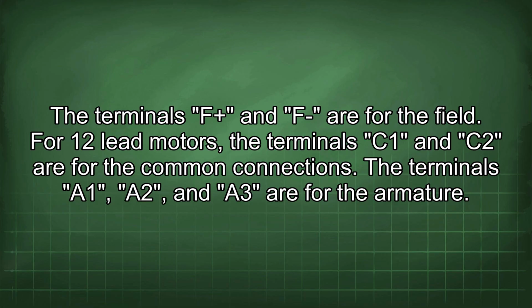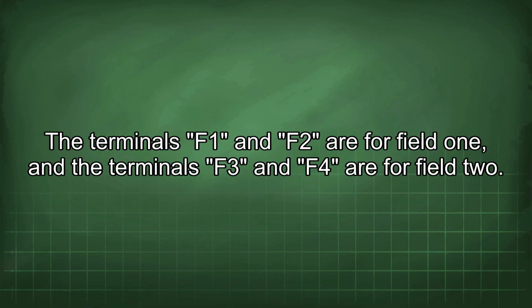For 12 lead motors, the terminals C1 and C2 are for the common connections. The terminals A1, A2, and A3 are for the armature. The terminals F1 and F2 are for field 1, and the terminals F3 and F4 are for field 2.